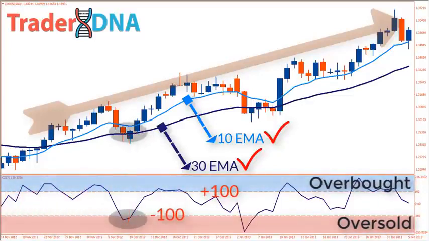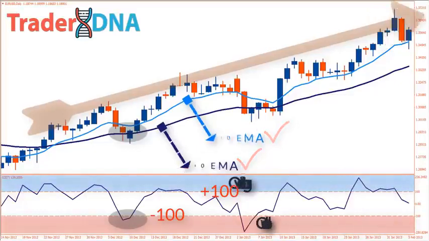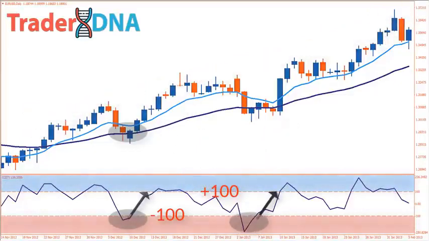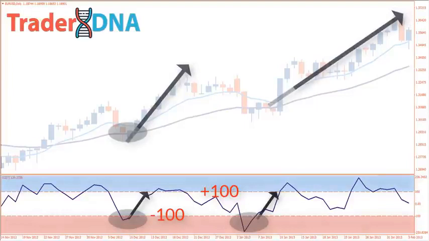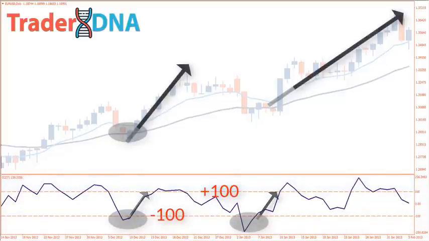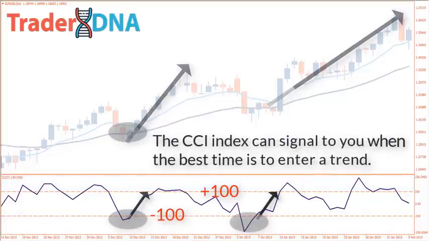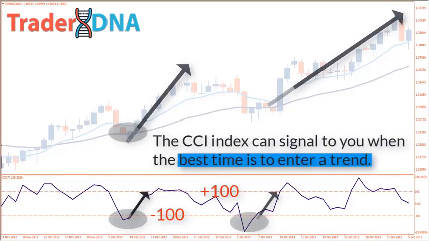When the CCI indicator starts to rise back above -100, the bullish trend resumes, thus giving traders a good level to enter the trend. Using the CCI as a trend indicator can help you to time your entries into a trend. Instead of buying at the top or selling at the bottom, which usually happens with most traders, the CCI index can signal to you when the best time is to enter a trend.